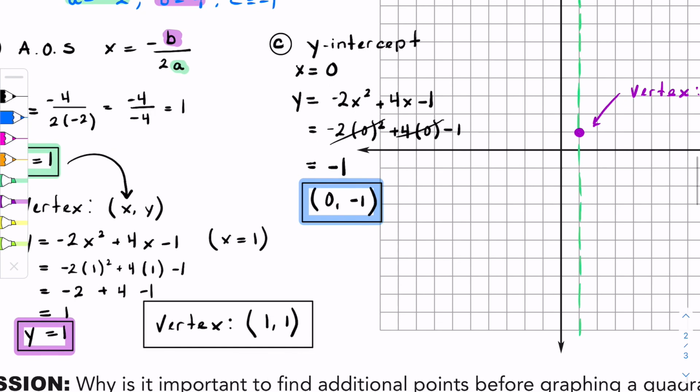We can plot that point on our graph. And now the last step for graphing is to find one additional point. You always want to pick a point on the same side of the axis of symmetry as your y-intercept. Here's the y-intercept, so we need to pick a point close to that. Because the y-intercept occurs at 0, I think I'm going to test a point at negative 1. So we know the point's going to be somewhere over here, but we need to calculate exactly where it's going to be.